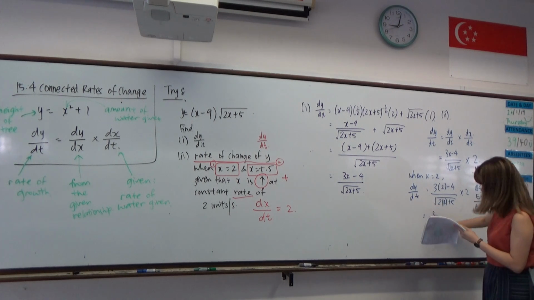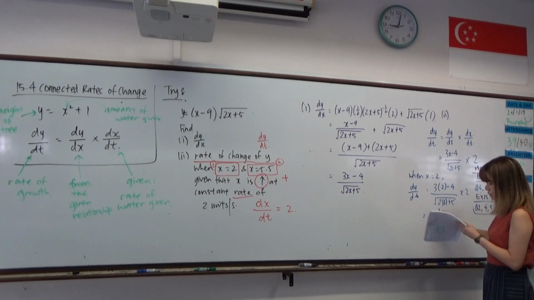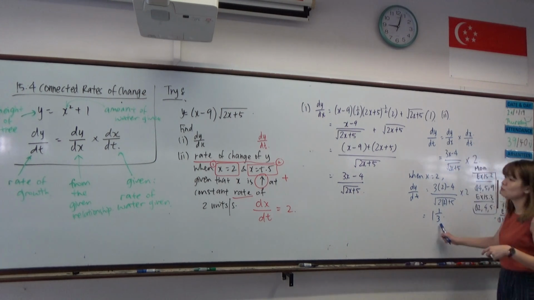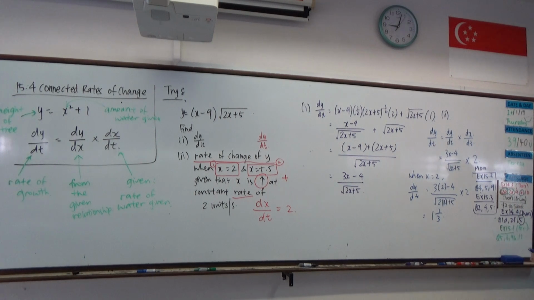Sorry, wait now. 1 and 1 over 3. Any questions up to here? Answer correct. Okay, so the rate of change of y when x is equal to 2 will be 1 and 1/3 units per second.